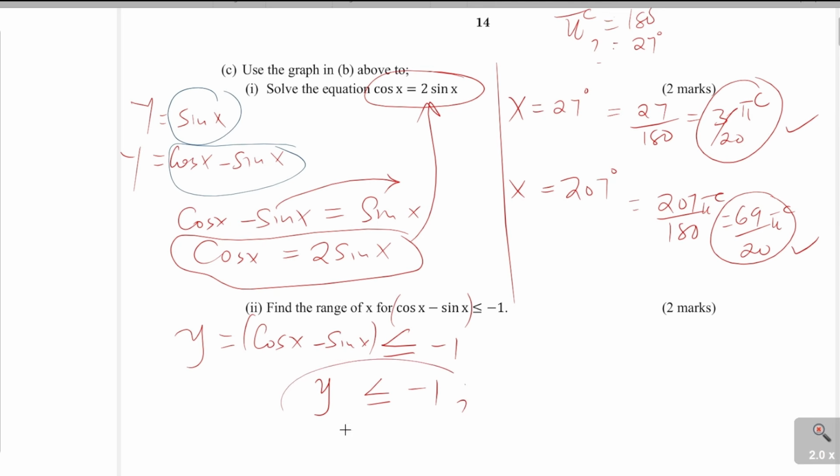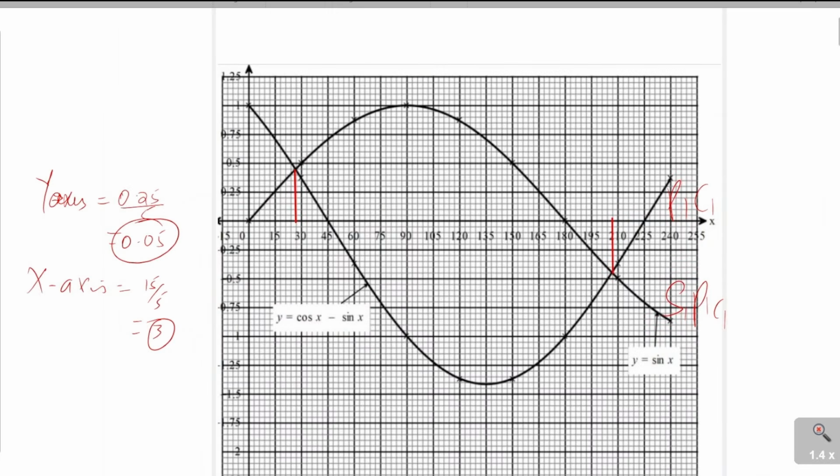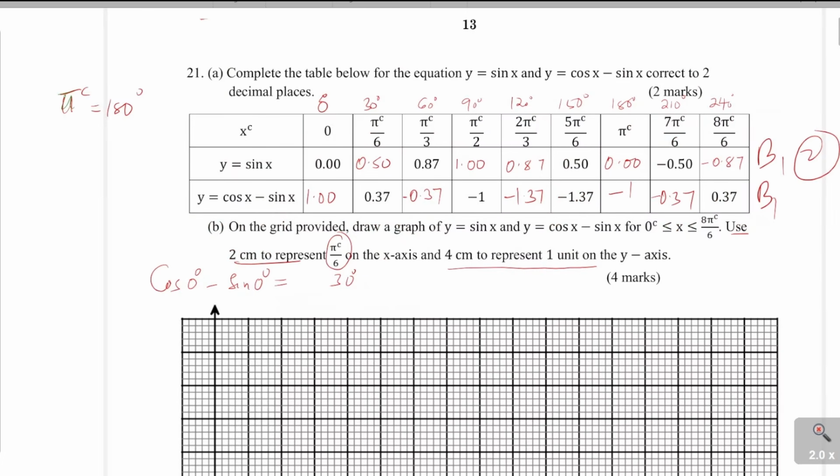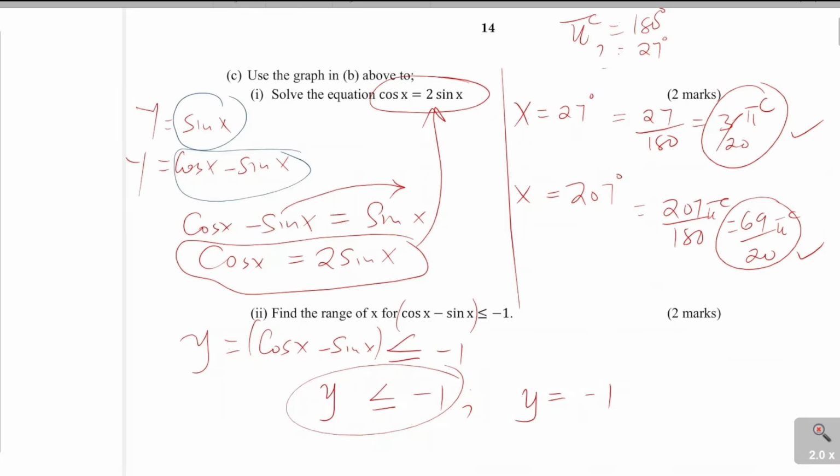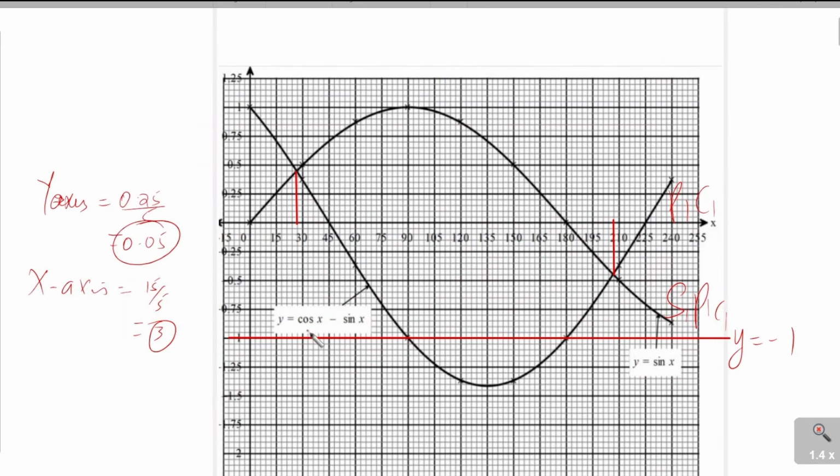This comes from the line y is equal to -1. So you draw that line on this graph here. The line y is equal to -1 is there. Then look at the point of intersection with the curve. This is the curve y is equal to cos x minus sin x, and this is the point of intersection between the line y is equal to -1 and that curve.